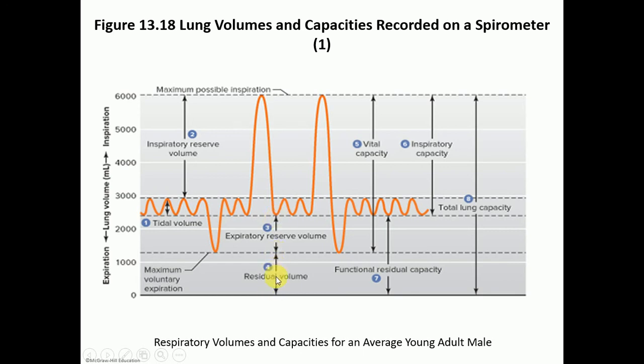Now the residual volume. After you're asked to exhale as much as possible, there is still going to be some air left in your lungs. You are never going to be able to exhale all of the air that's found in your lungs, or your lungs will collapse, okay? So the volume of air that remains in the lung after a maximal exhalation is known as the residual volume. Some of the other capacities: a capacity means adding two or more volumes together. So we have the functional residual capacity, which is equal to the expiratory reserve volume plus the residual volume.